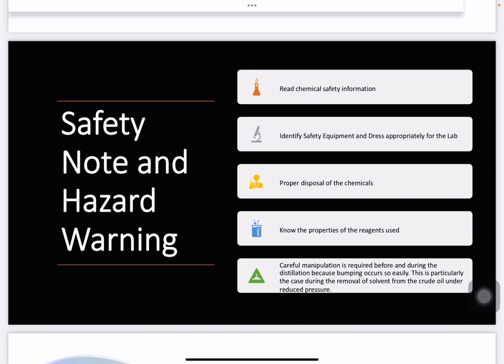Also, careful manipulation is required before and during the distillation because bumping occurs so easily. This is particularly the case during the removal of solvent from the crude oil under reduced pressure.